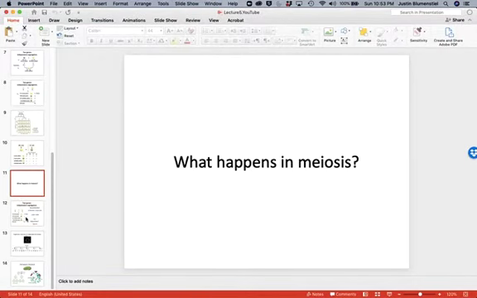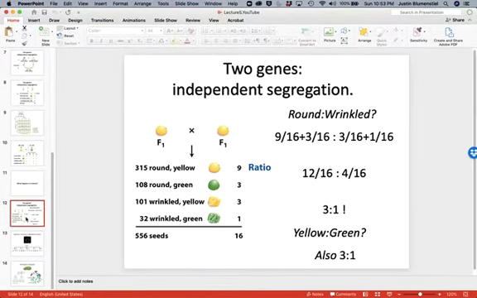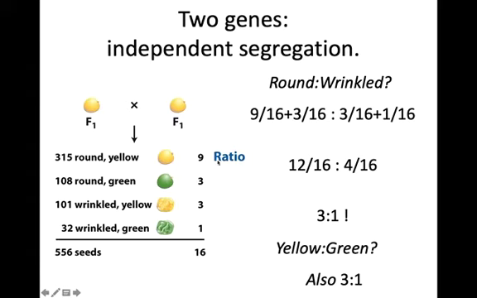Okay, so one thing to keep in mind is that this is with two different genes, but you could ignore one of the genes, right? And you could just say, okay, within that set of probabilities, what's the probability of just getting round to wrinkled? So if you wanted to just look in here, you could say, let's just focus on round.